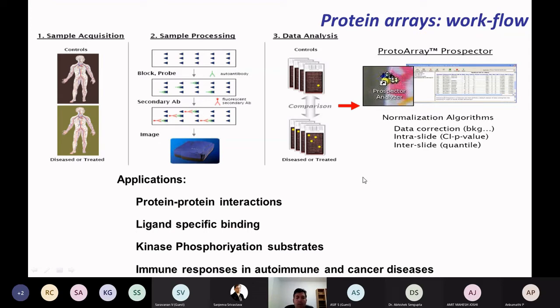Applications, multiple again: for the detection of protein-protein interactions, ligand-specific binding, detection of substrates of phosphorylation by kinases, and the most important applications have been related to the detection of immune response in autoimmunity, cancer, and more recently in neurodegeneration and neurodegenerative diseases.